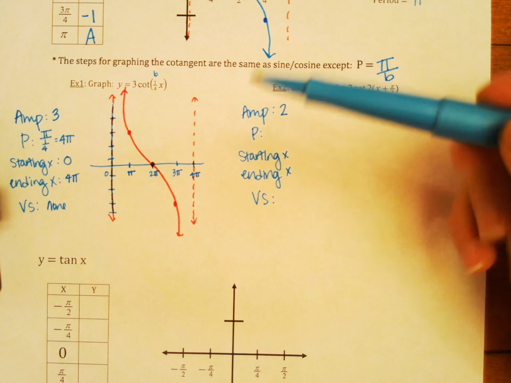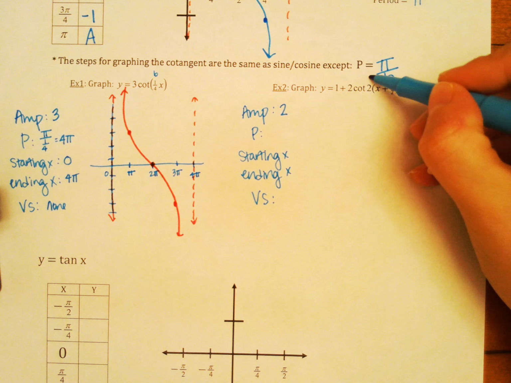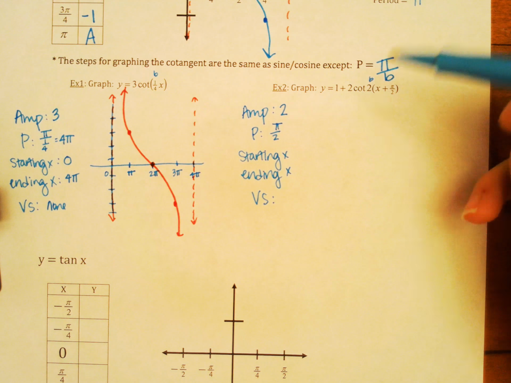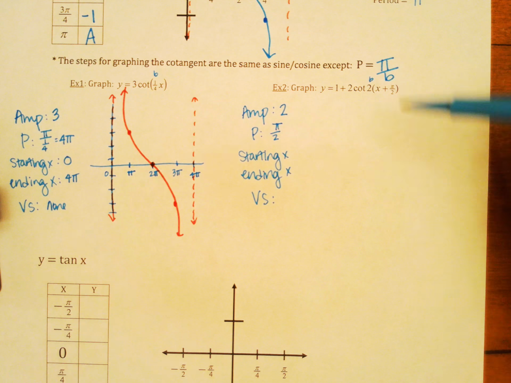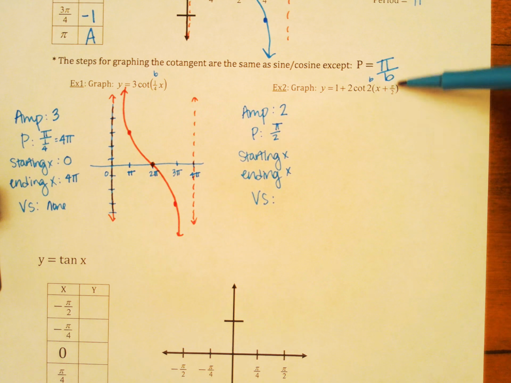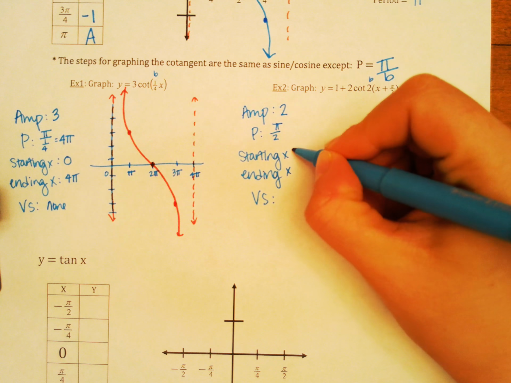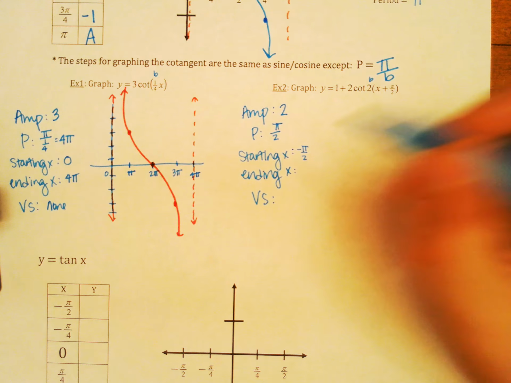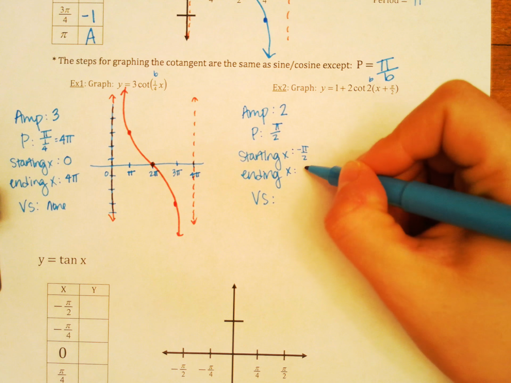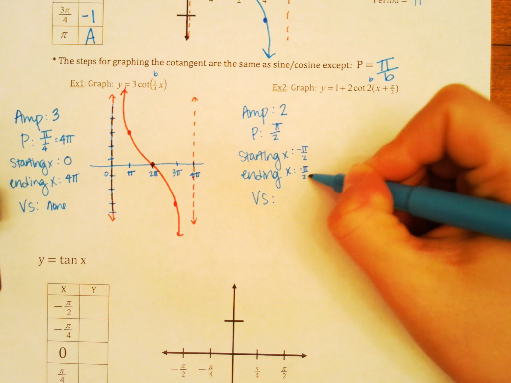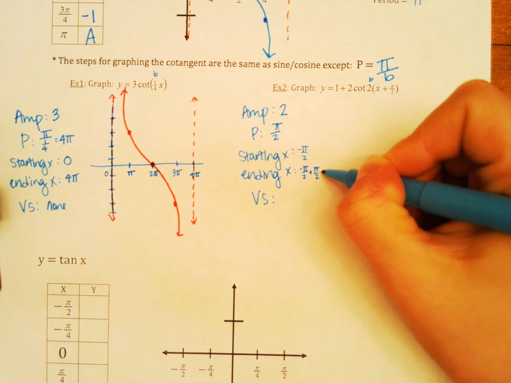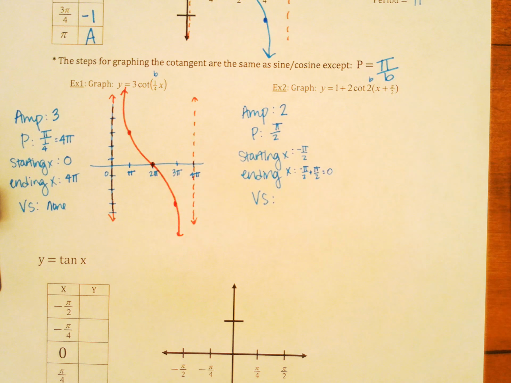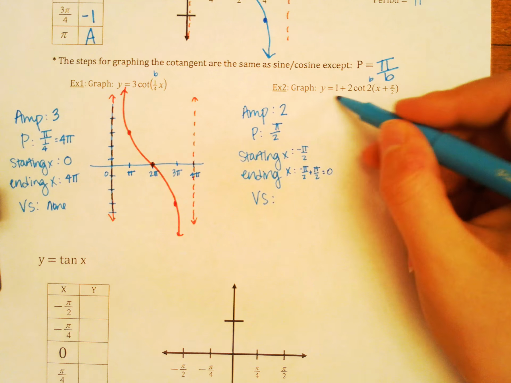Our period is pi over b. Here's our b value right here. So it's going to be pi over 2. Our starting x value, it's nice of me that I've already factored this out for you. So this is negative pi over 2. And our ending x value, same as before, we take our starting x value, negative pi over 2, and then add on our period, which is pi over 2, and we get our ending value of 0. And last but not least, we have a vertical shift right here of up 1.